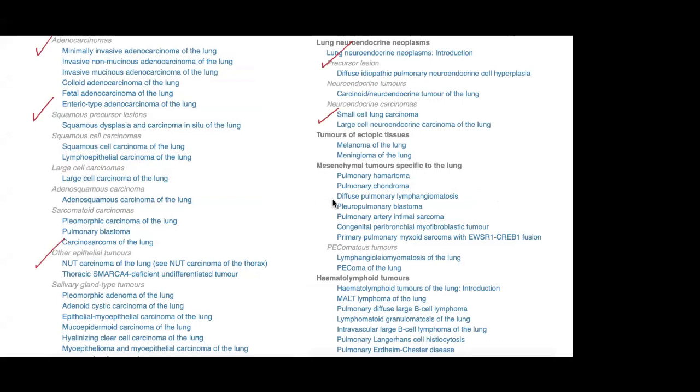And so these are the entities. If you see the WHO 2021 classification of thoracic tumors, it has a lot of entities. So I'm going to touch only on the major types of lung cancer: adenocarcinoma, squamous carcinoma, neuroendocrine tumors, and briefly I'll touch upon new entities.